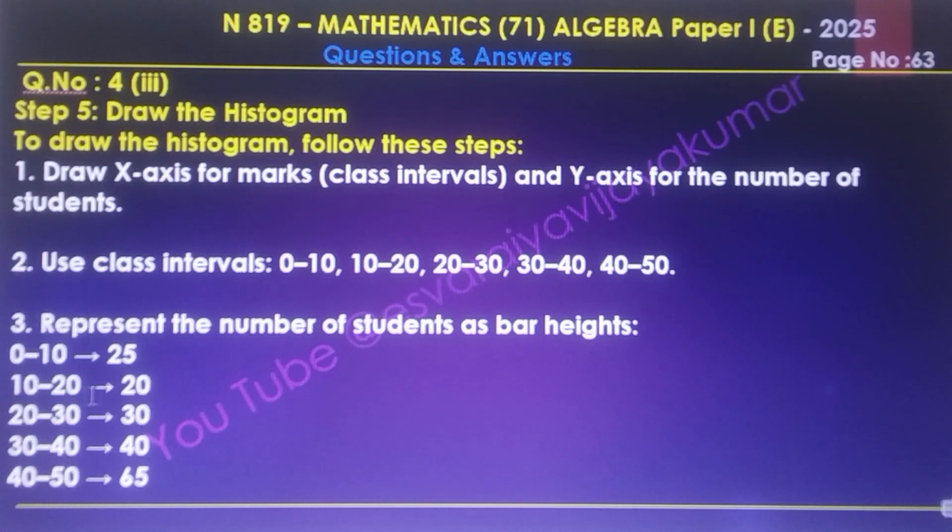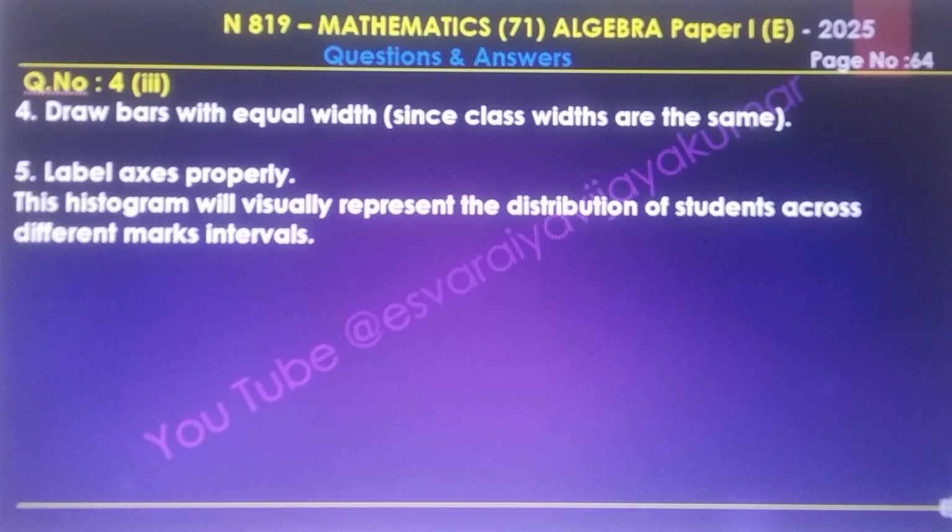It represents 0 to 10, 10 to 20, 20 to 30, 30 to 40 and 40 to 50 with 65. Draw the bars equal in width, since the class widths are the same. Label the axes properly. These histograms will usually represent the distribution of students across different marks intervals.